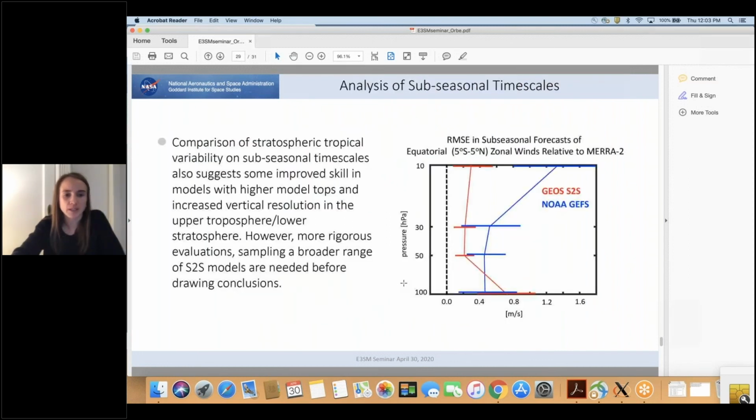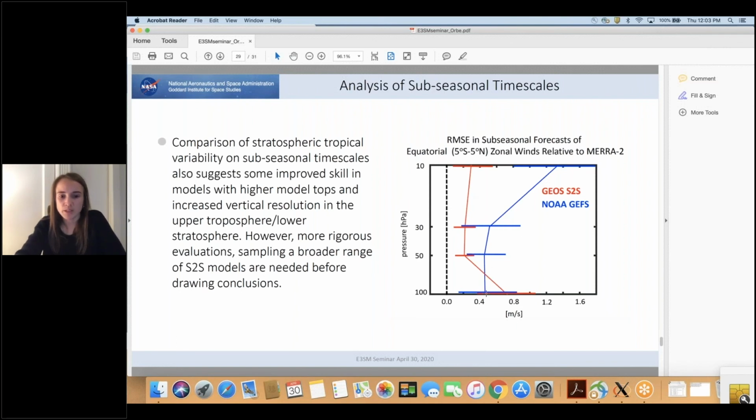Even though our focus primarily was on climatic timescales, we did incorporate two of the subseasonal products. In particular, for the case of stratospheric winds, we wanted to ask: did the improvements in vertical resolution in the UTLS region not only produce improved representation of the quasi-biennial oscillation, but could we see improved forecast skill on shorter subseasonal timescales? What I'm plotting here is the root mean square error in the subseasonal forecast for the GEOS subseasonal product and for the GFS.